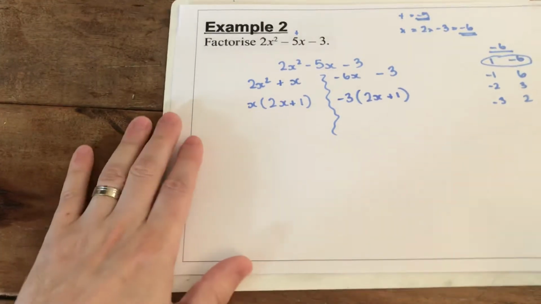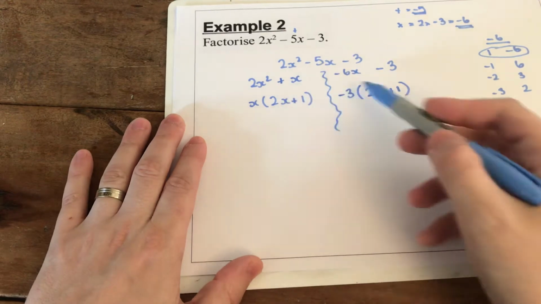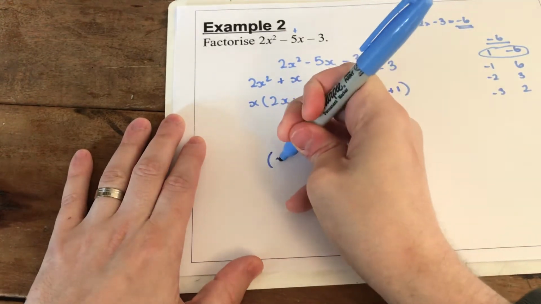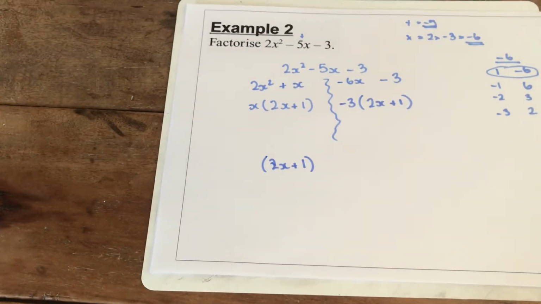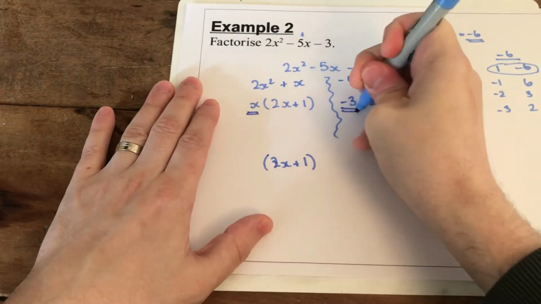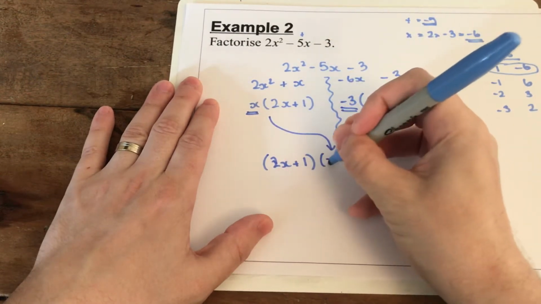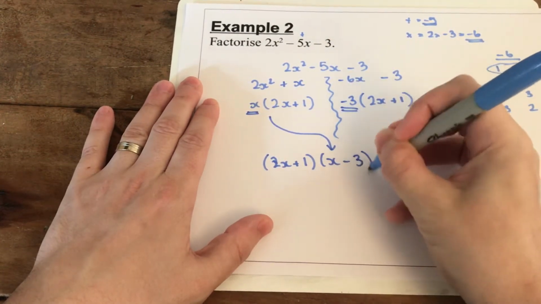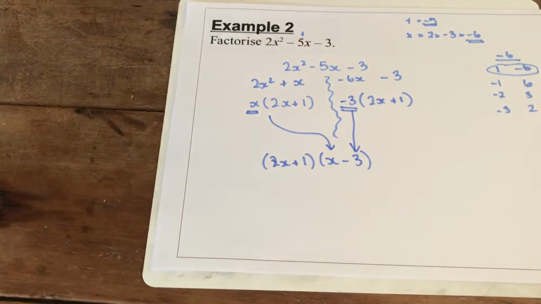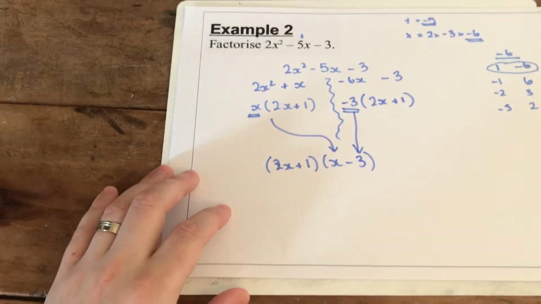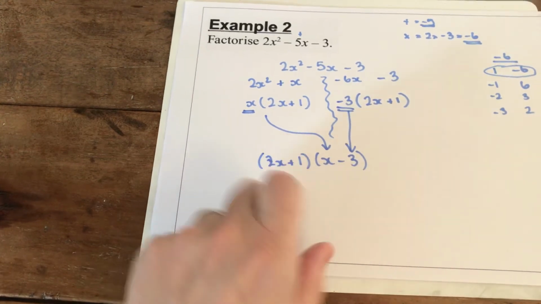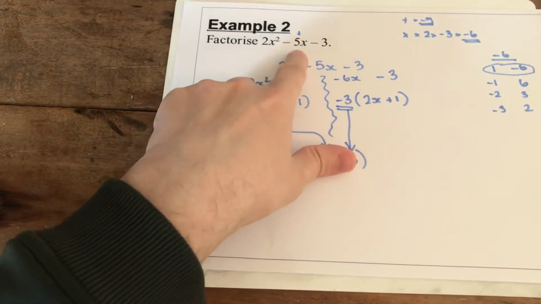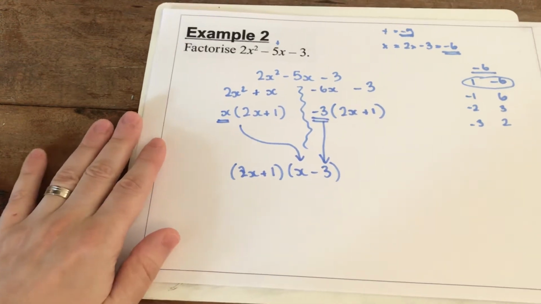Now, what happens is what we have in the same brackets, that becomes our first double bracket, 2x plus 1. And then these values here, they go into my second bracket. And I get 2x plus 1, x minus 3. Now if you expand that out, you'll get the right answer. It gives you 2x squared, plus 1x minus 6x and minus 3, which simplifies to that. But that's how we can solve this.